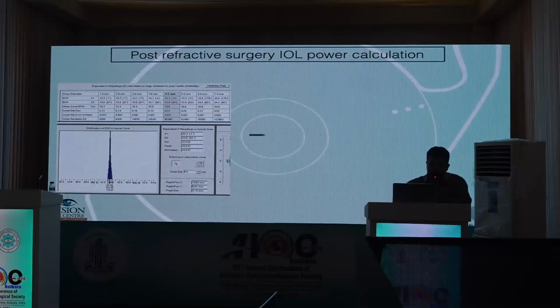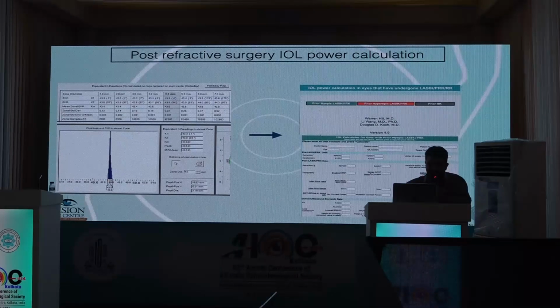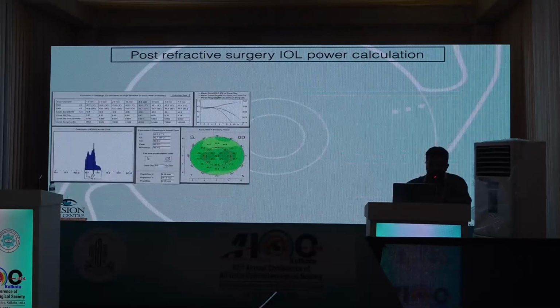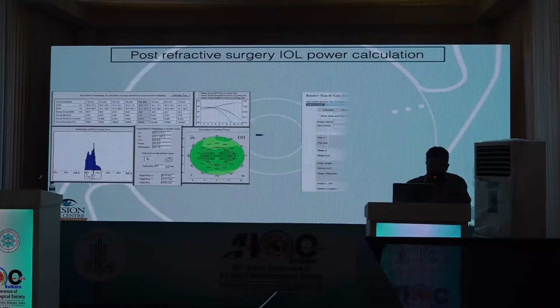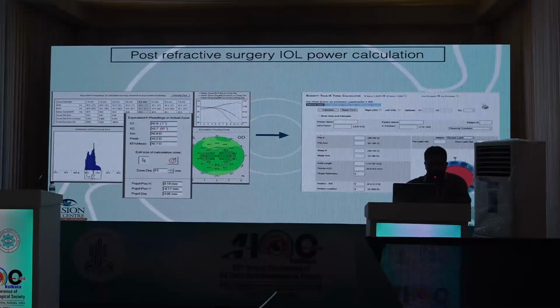And now, when you're feeding these values, you can feed it directly into the ASCRS online calculator. If you're planning a toric, like in the case that I showed you, these keratometry values can be fed directly into the Barrett True K toric calculator, which is meant for these eyes.